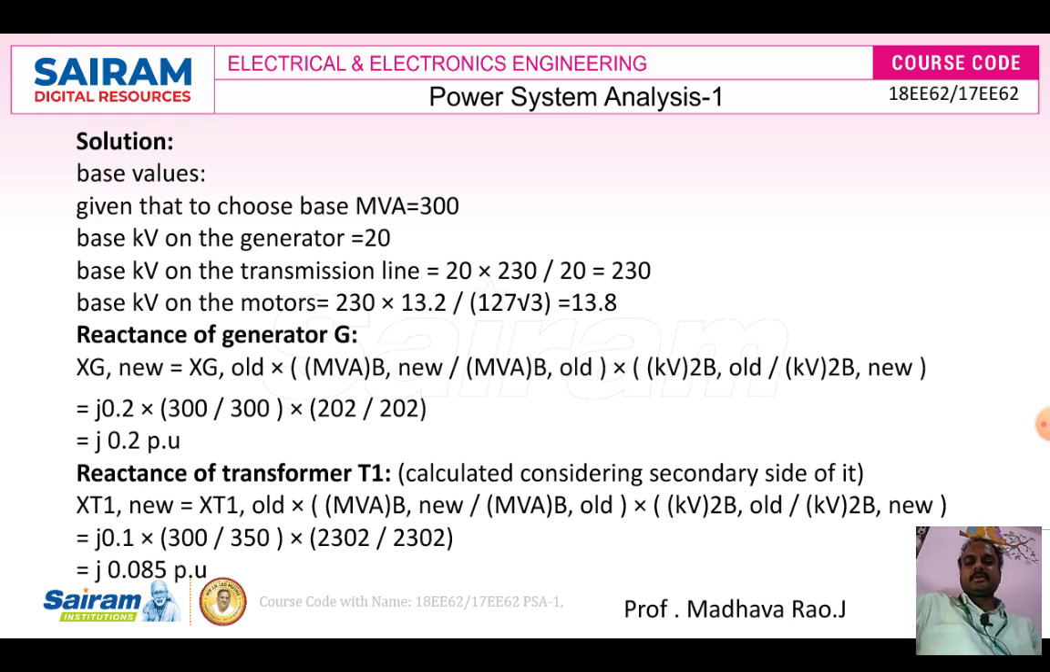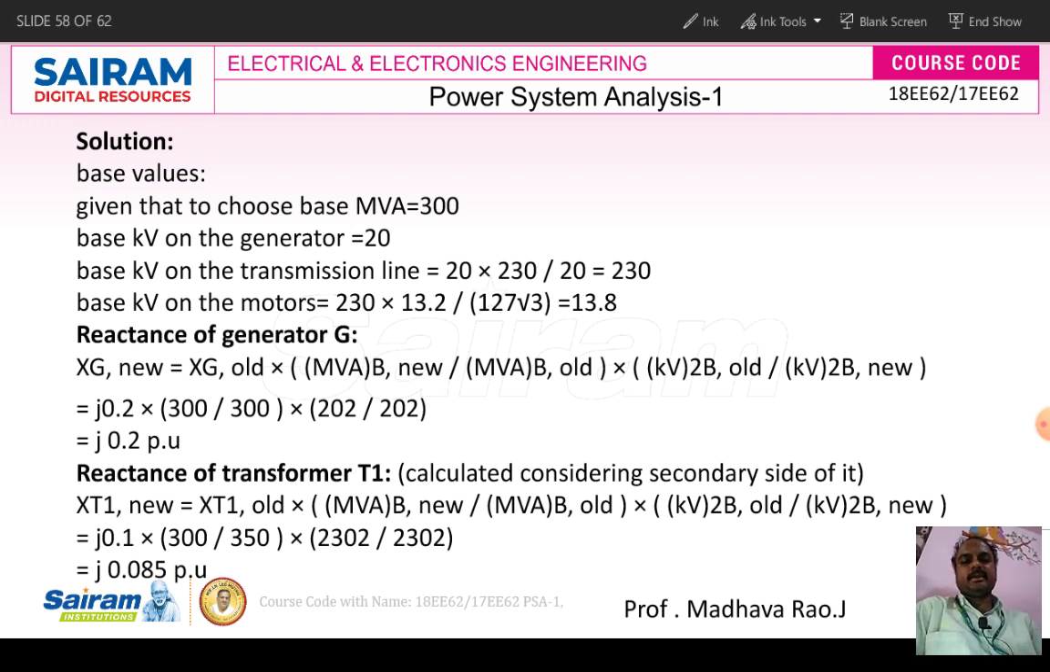So, base values are: MVA is 300, kV of generator is 20, transmission line is 230, motors are 13.8. So, similarly you can calculate the reactances easily. Reactance of generator, reactance of transformer 1, using the standard formula. Reactance of generator new is equal to reactance of generator old into MVA base new by MVA base old into kV base old squared by kV base new squared. So, using that formula you can calculate.